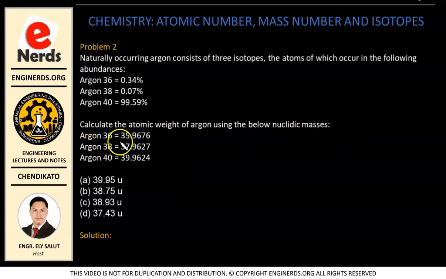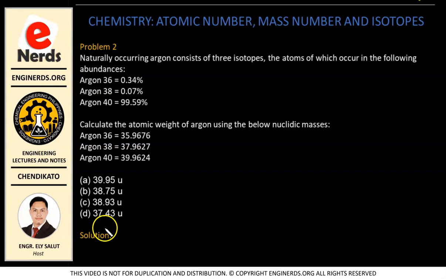Okay, so for argon 36, we have 35.9676. For argon 38, we have 37.9627. And for argon 40, we have 39.9624. And of course, we have our choices here that we can choose from once we finish our calculation.